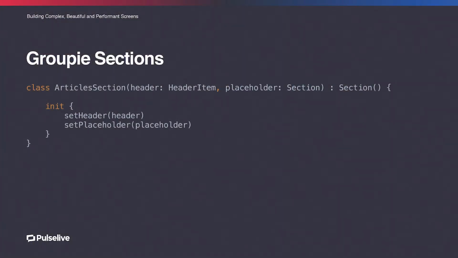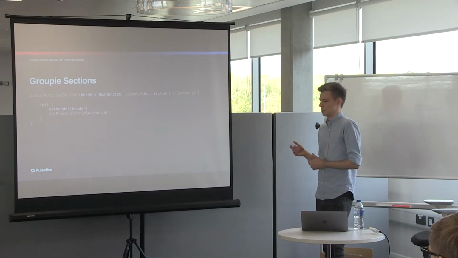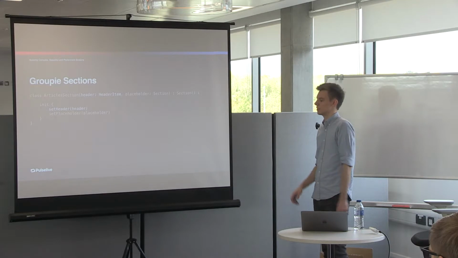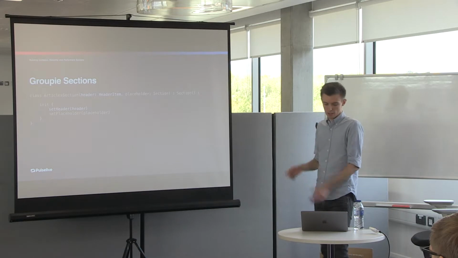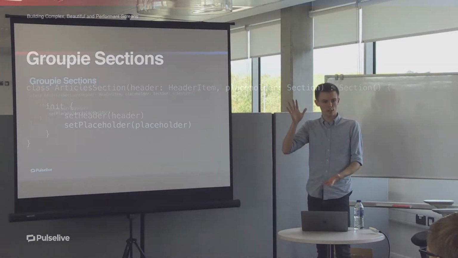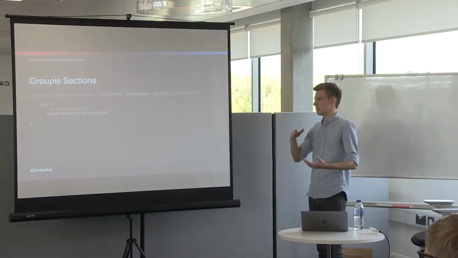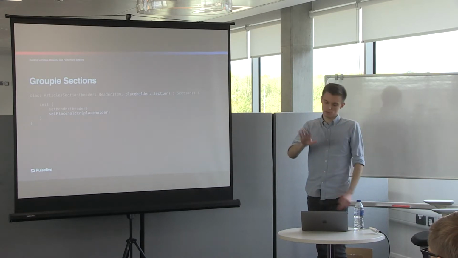So a section is just as simple. We extend from Section. Again, it's a Groupie class. We call setHeader. So in your news section, you don't know what news articles you're going to show yet, but you already know what header you're going to show. There's no difference in the header each time. So we can give that to Groupie first, so it can show that. And then we also want to add some placeholders. So while there's no content in this section, show these placeholders or wait for stuff to load. And then when you give Groupie those items that come back, it will just remove the placeholders and put the articles in there, which is really nice.